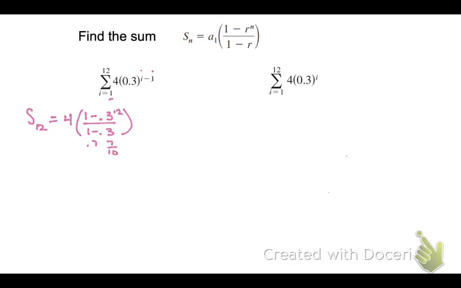So we should multiply by the reciprocal, correct? I would rather multiply by 10/7 than divide by 0.7, wouldn't you? Because we've got this 4. Yes. So we're going to do 10 over 7. So S sub 12 equals 40 over 7 times 1 minus 0.3 to the 12th. Okay, on your test, without a calculator, that is your answer.